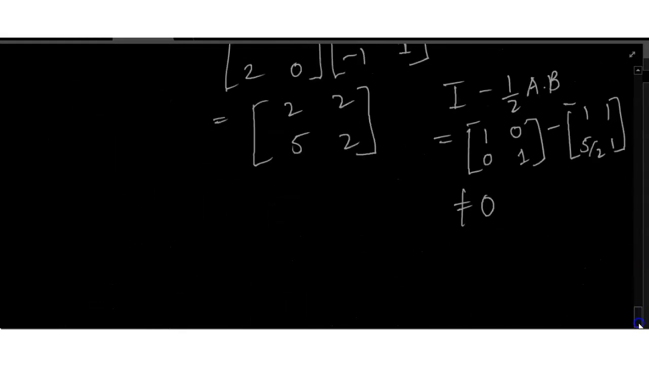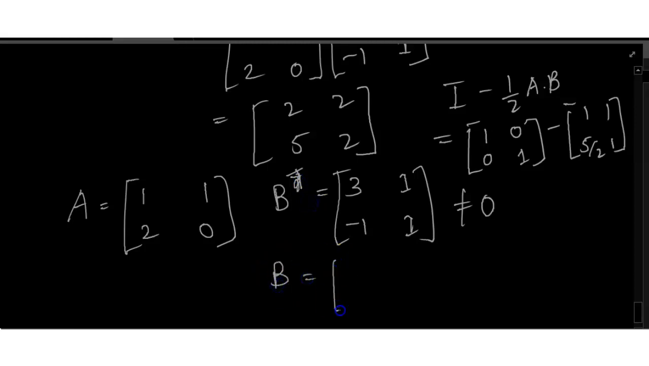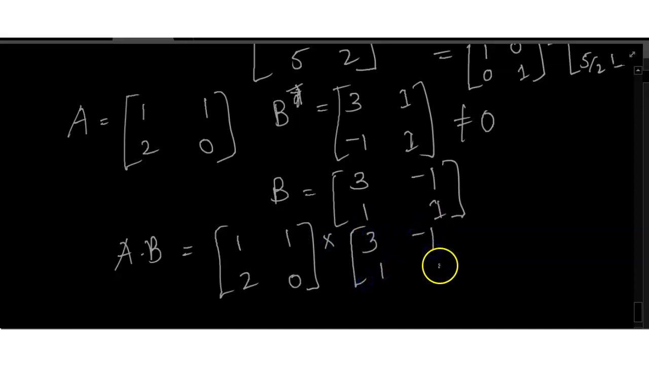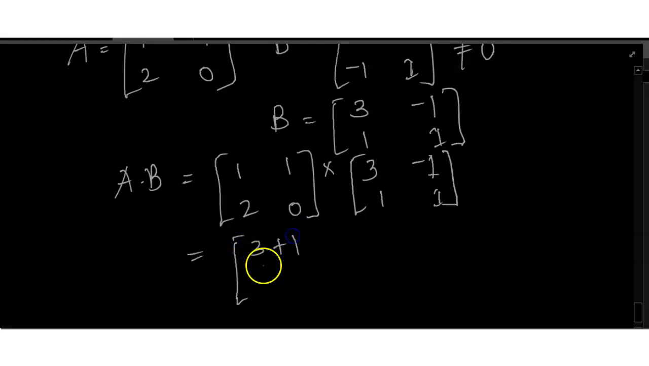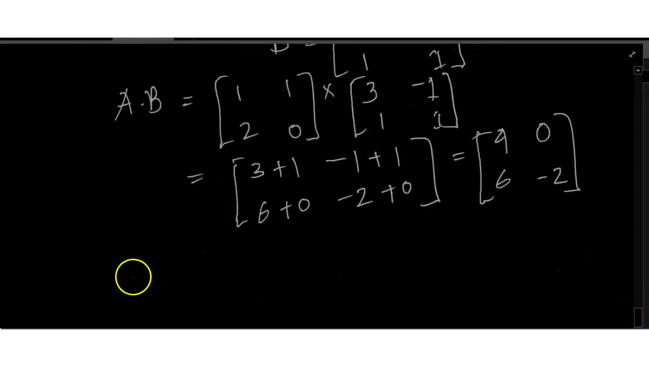How can I get it? I get B transpose. My A equals to 1 1 0, and B transpose means row interchanged with column, so 3 here, minus 1, 1 and 1. So B equals to 3 minus 1 and 1 comma 1, and multiply A dot B transpose equals to 1 2 1 0 and 3 1 minus 1 and 1, equals to 3 plus 1 equals to 6 plus 0, minus 1 plus 1, minus 2 plus 0, so you get 4 6 0 minus 2.